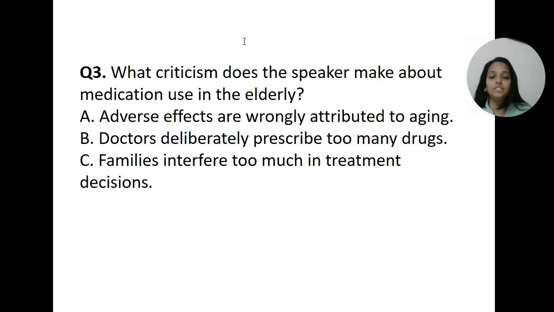What criticism does the speaker make about medication use in the elderly? The right option is option A. He says adverse reactions get blamed on old age, but the real cause is systemic miscommunication. So option A is the right answer. Option B is too extreme; he never said deliberately. And option C is wrong. He wanted families to be more involved, not less.